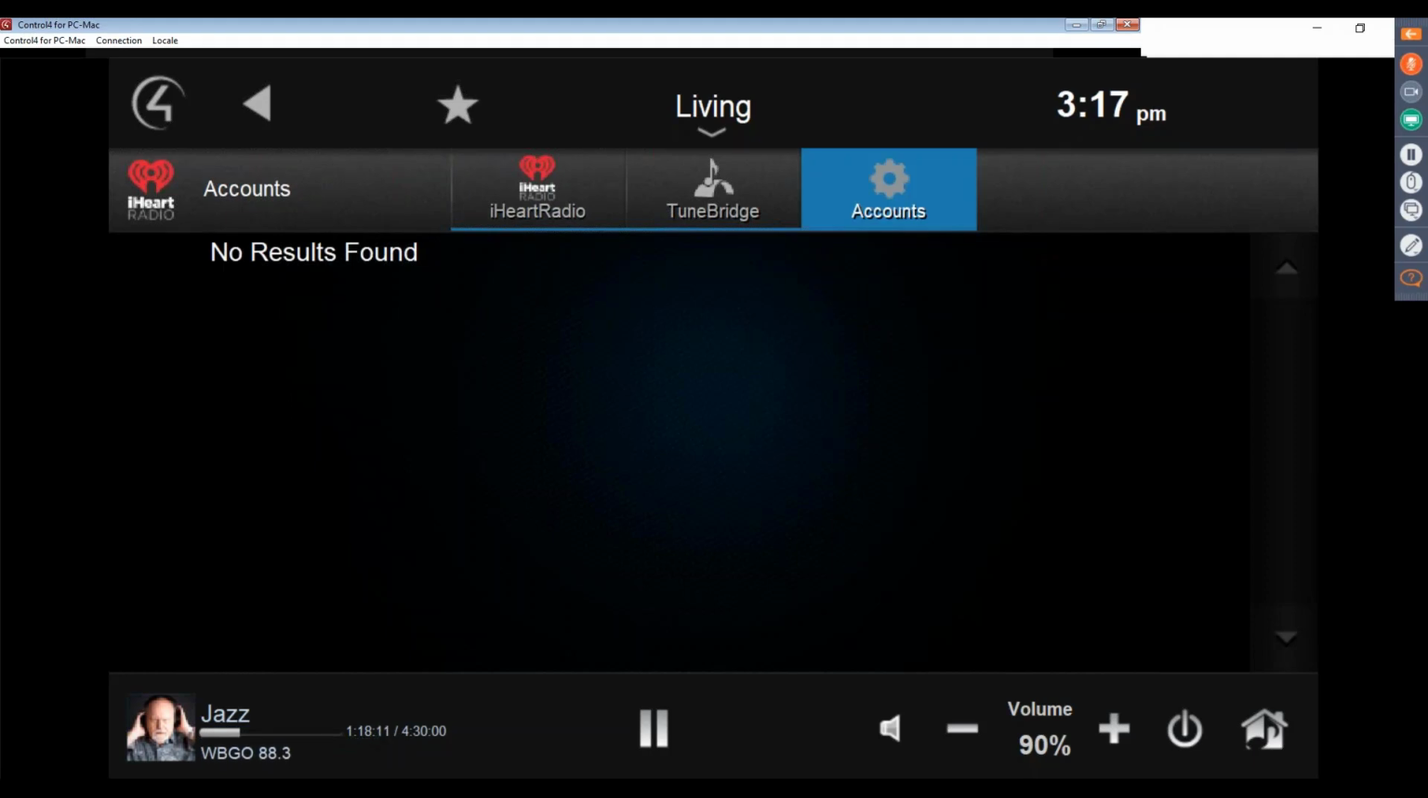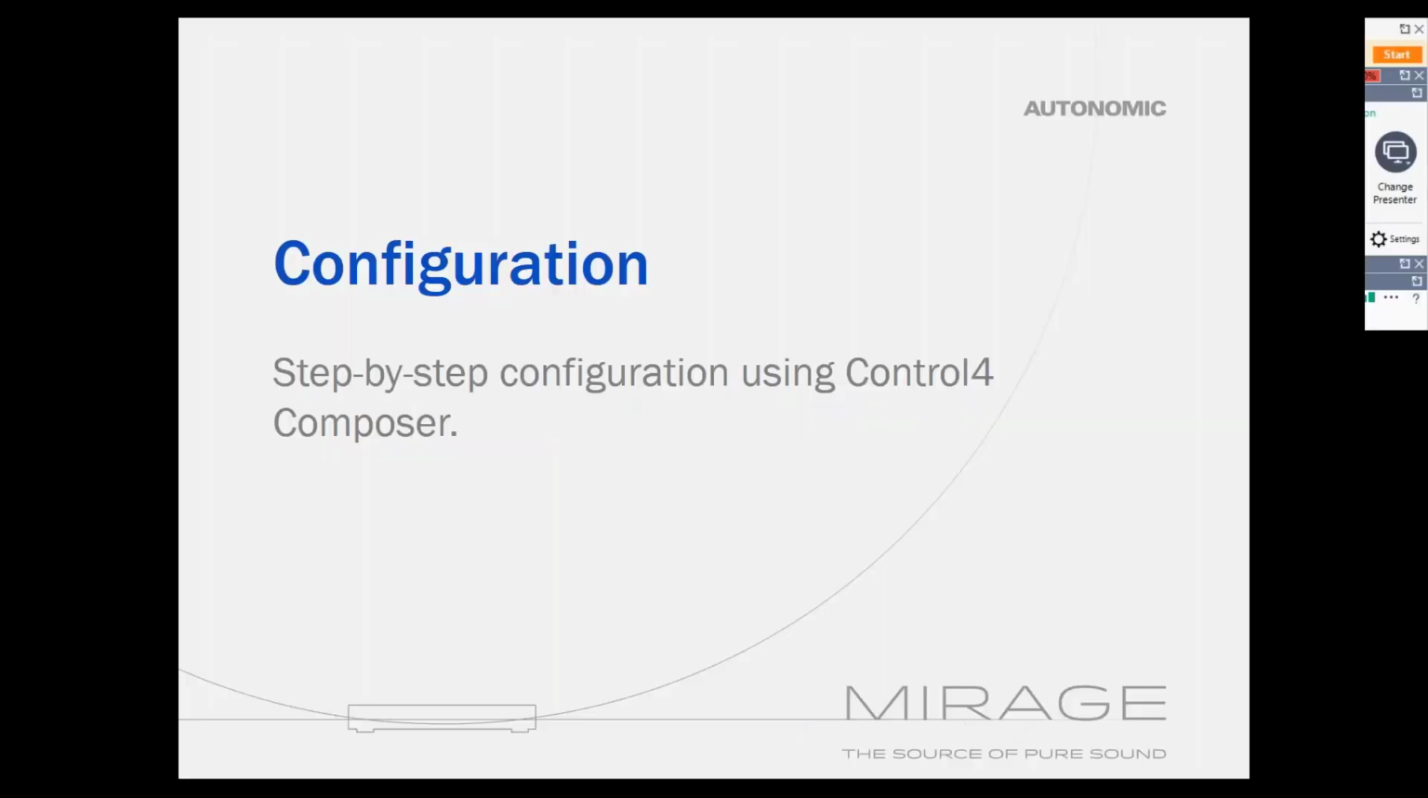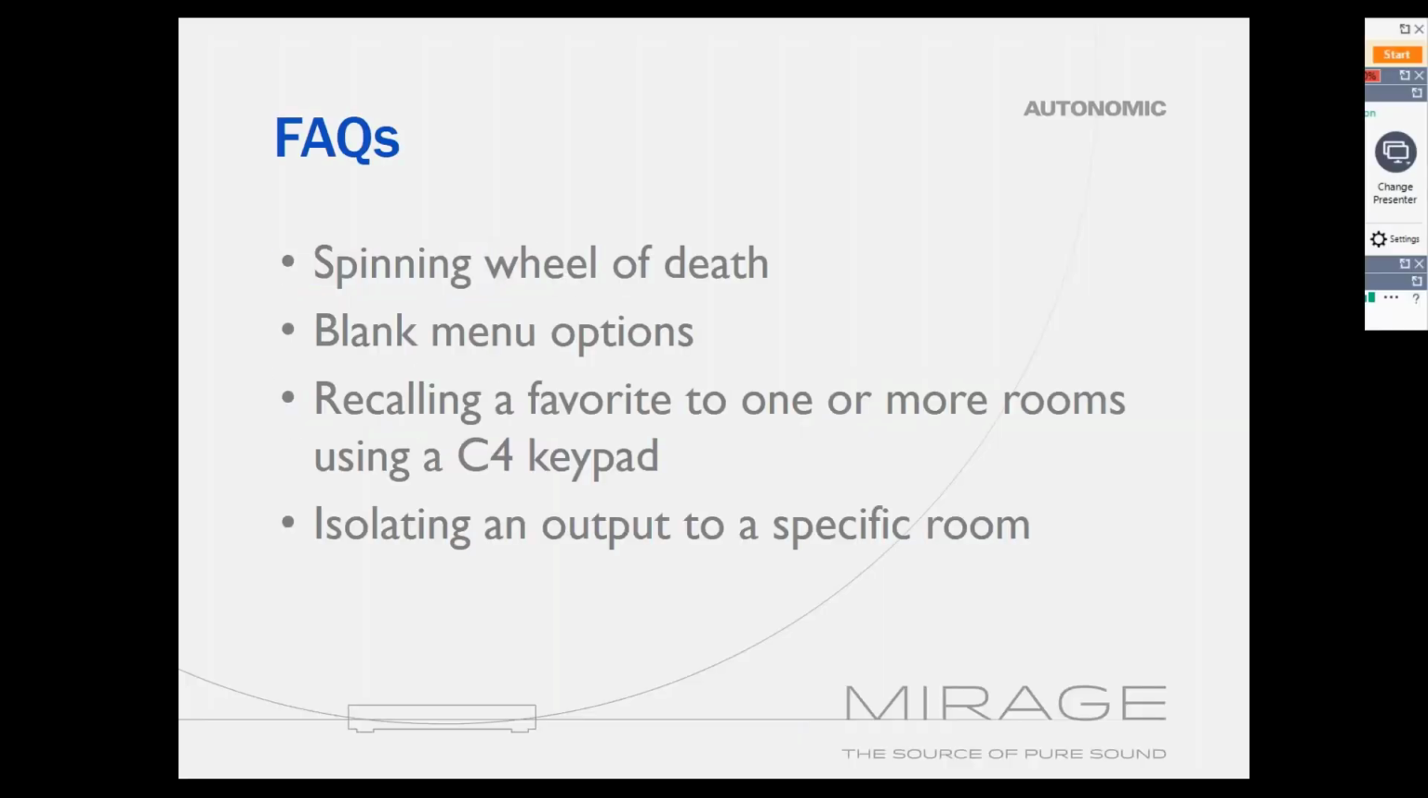Now, onto some frequently asked questions. One of the biggest questions we're always asked is how to resolve the spinning wheel of death after selecting a streaming service. This usually means the MMS is missing the zones table. Reboot the server so a new connection can be established, and a request for the zones table will be sent again.